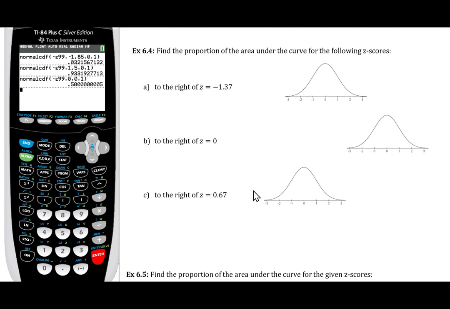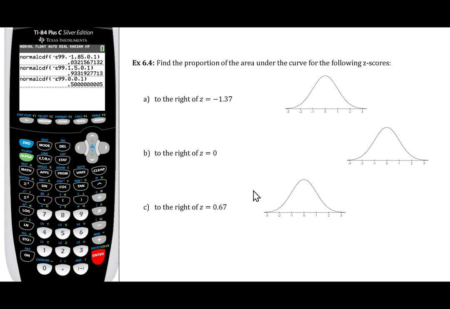Now the three examples here ask us to find the probability for given z-scores, but these are now asking us to find to the right of some given z-scores. So to the right of negative 1.37, it's approximately there. We want to shade to the right of this. Again, the important thing is to find the lower bound and the upper bound. In this case, the lower bound is negative 1.37. The upper bound is going to be E99, again, because technically this graph extends to infinity.